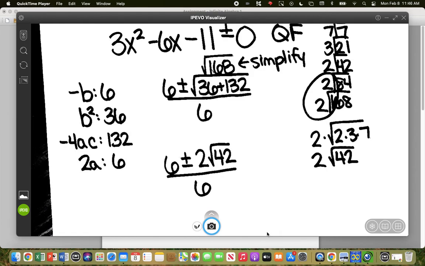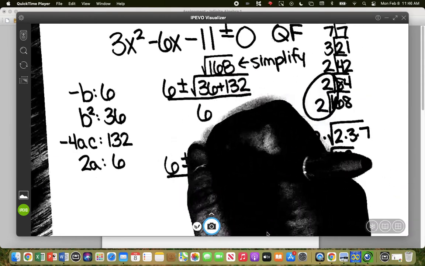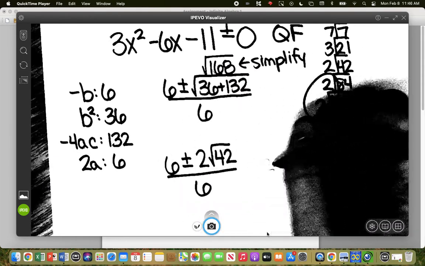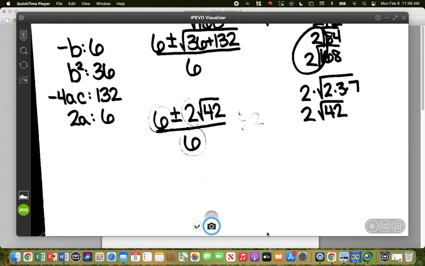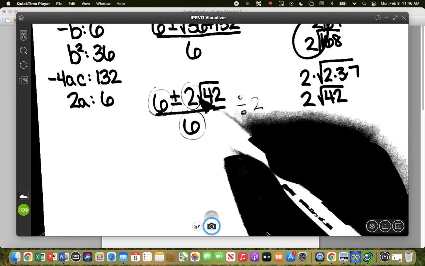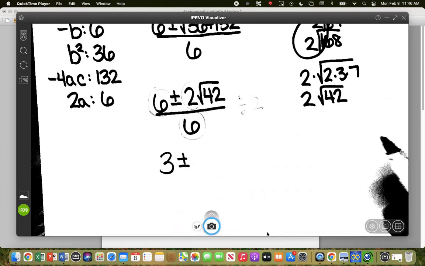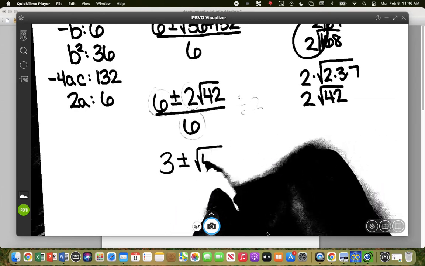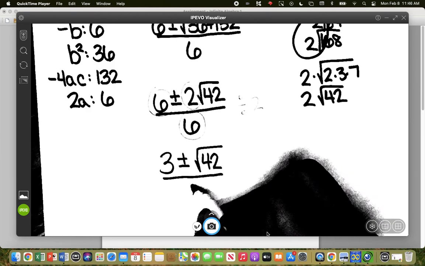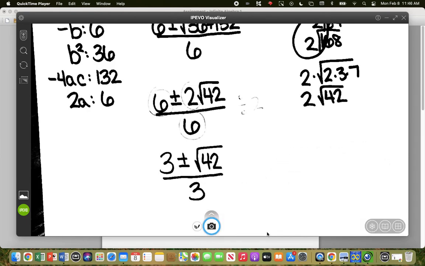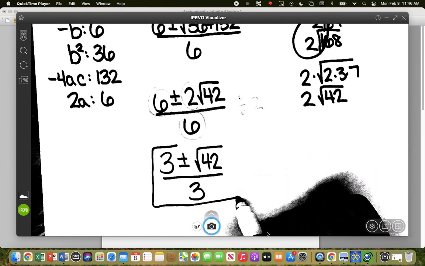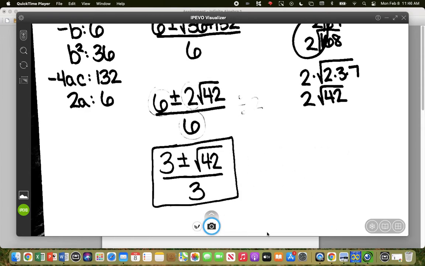All right, we've already simplified the radical, but look at the coefficients. We can divide 6, 2, and 6. We're going to divide those all by 2. So what will that become? Yeah, you don't have to write that 1 in front. You can write it if you'd like to, but it's not necessary to write the 1 with the root. So we have 3 plus or minus the square root of 42 over 3.